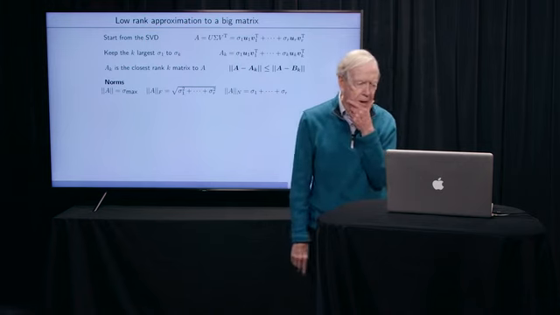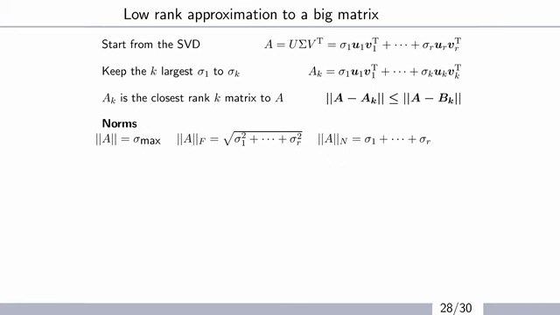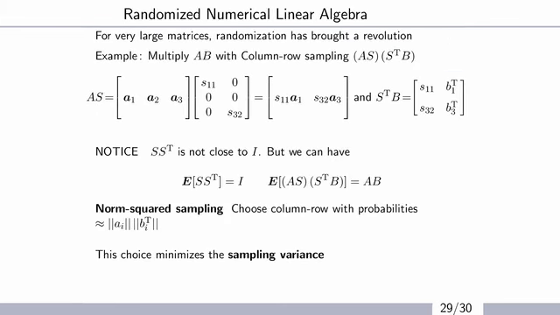Here's what you do if a matrix is totally enormous. Too big to multiply, too big to compute. Then you randomly sample it. Maybe the next slide even mentions that word, randomized numerical linear algebra. So I'll go back to this.